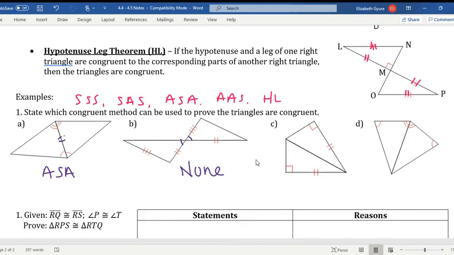I don't know why they marked it. Well, I guess then it also wouldn't work because their corresponding parts don't end up being congruent. So either way. Logan, you had your hand up.